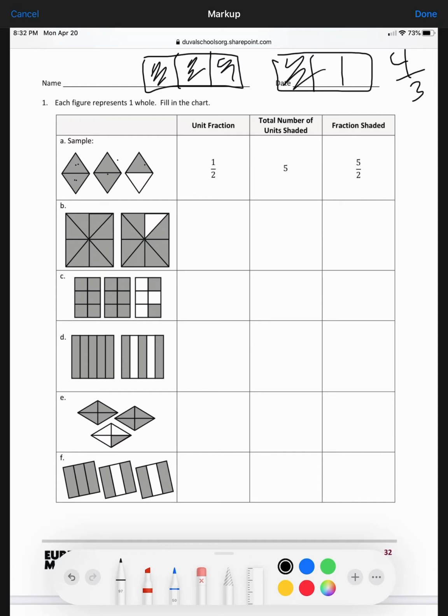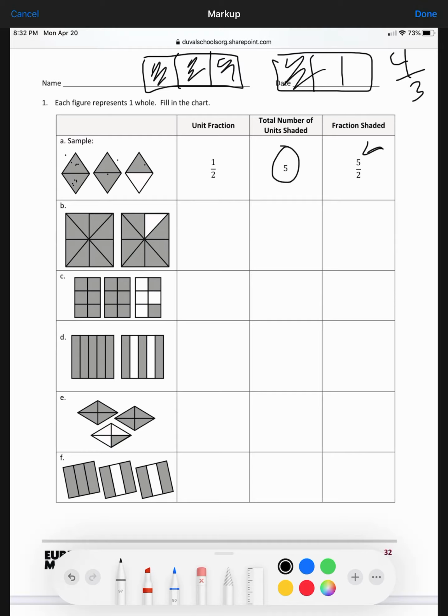So the fraction shaded, you're just taking the number of pieces that are shaded, and it's our numerator. And then remember, the denominator is always the number of pieces in one object. So it's 2. 5 out of 2 are shaded.